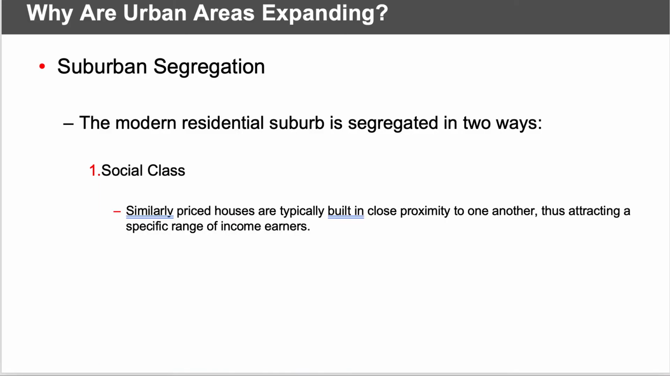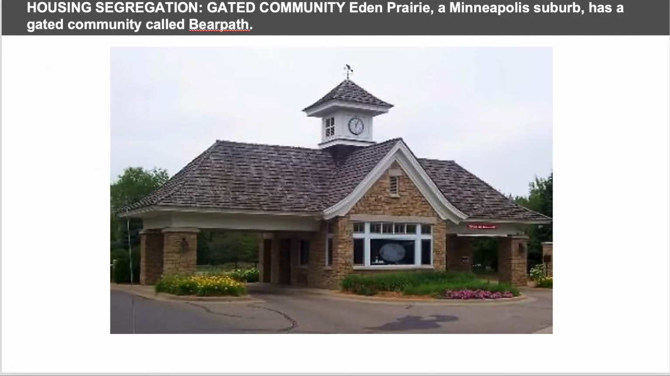Suburban segregation. The modern residential suburb is segregated two ways. First, by social class. Going back to our sector model in urban patterns, we see similar price houses are typically built in close proximity to one another, thus attracting a specific range of income earners. A prime example of that would be this gated community named Bear Path in Eden Prairie. Everybody who lives in Bear Path is stinking rich.